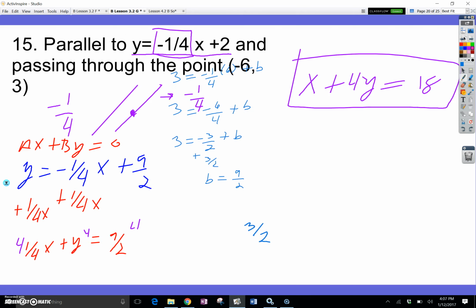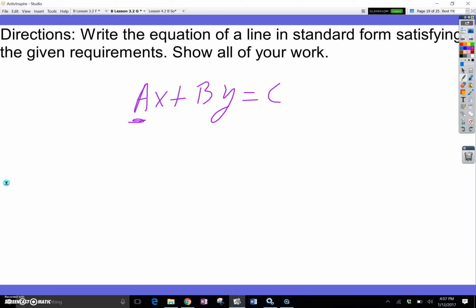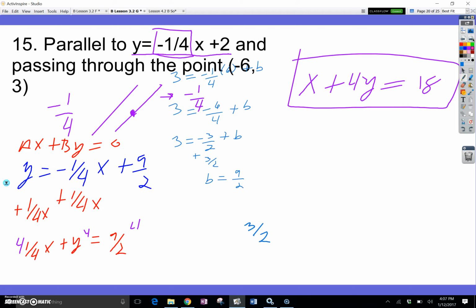Alright, let's see, do they want all these in standard form? Satisfying the given requirement? Yes, okay.